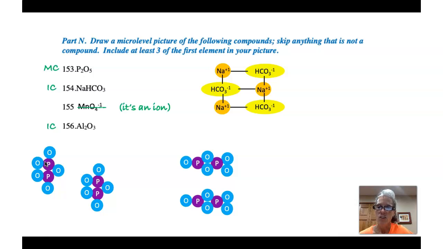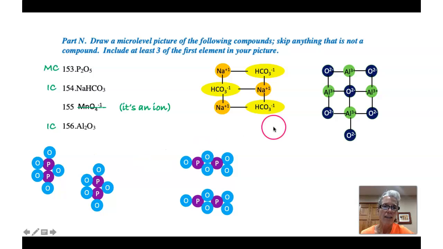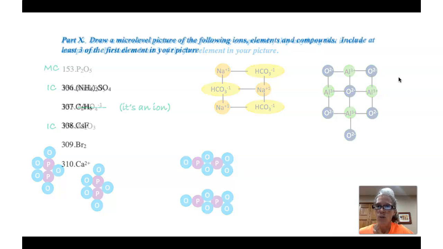Okay, 156, a little trickier because of the numbers. Al2O3, we need at least 3 aluminums, so we're going to have to double that. We should have 4 aluminums and 6 oxides. Okay, that reduces down to the 2 to 3 ratio in the formula. Make sure that everything has a charge and a proper charge, and that cations are connected to anions and cations are not connected to cations. All right, let's move on to the last question.